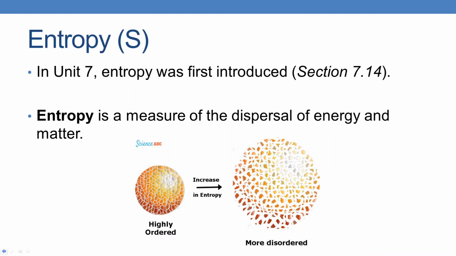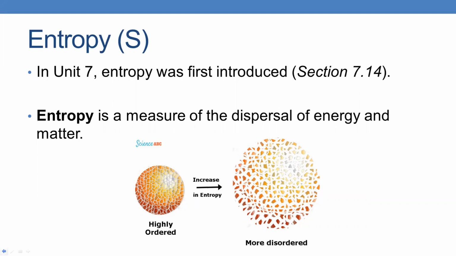Unit 9, what we're doing in this crash course, covers applications of thermodynamics. In Unit 7, we did talk a lot about thermodynamics. We talked about enthalpy, which is the delta H. We talked about heat, those kinds of things. And in Unit 7, Section 14, we introduced the terms entropy and Gibbs free energy.